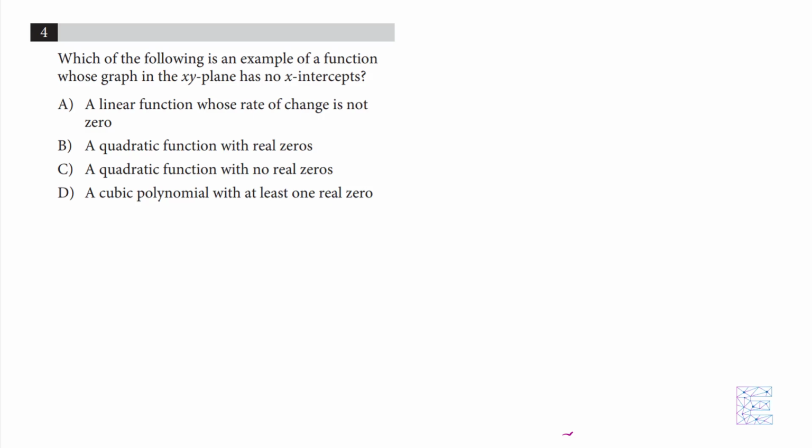Which of the following is an example of a function whose graph in the xy plane has no x-intercepts? So a graph in the xy plane that has no x-intercepts means the graph is never going to cross the x-axis. So let's just go over these choices one by one and use the process of elimination to get the right answer. A linear function whose rate of change is not zero.